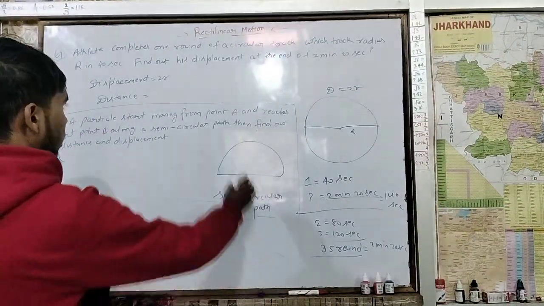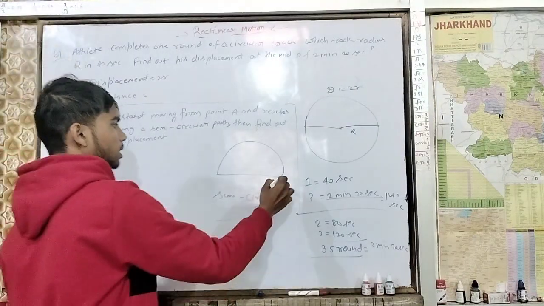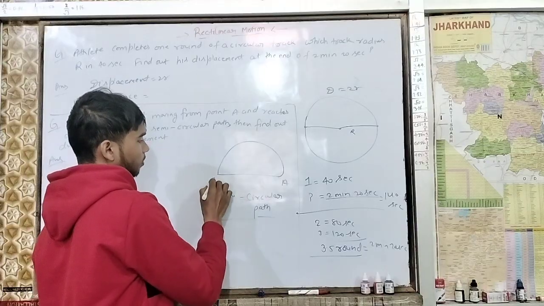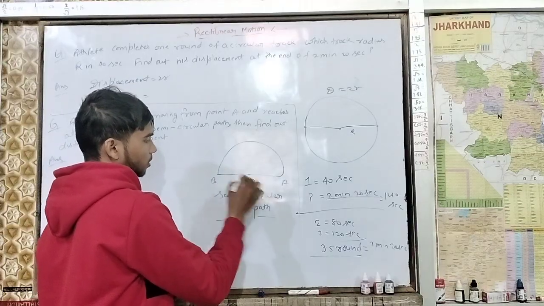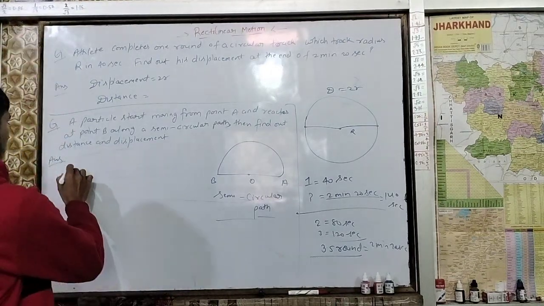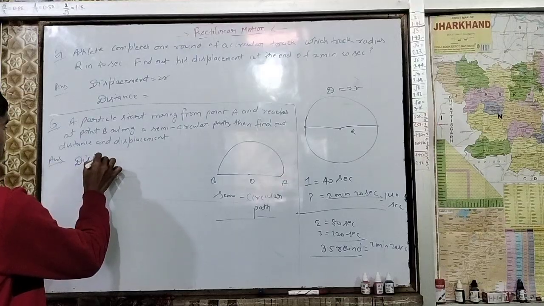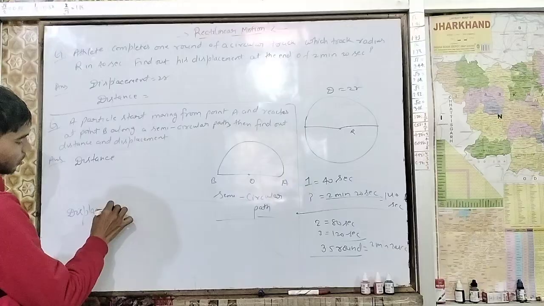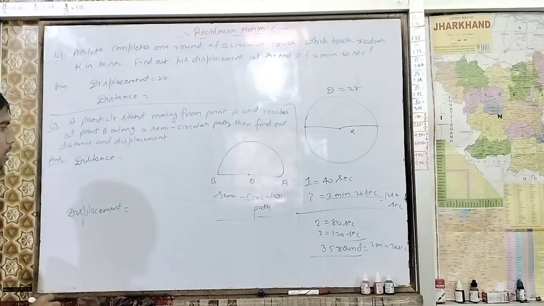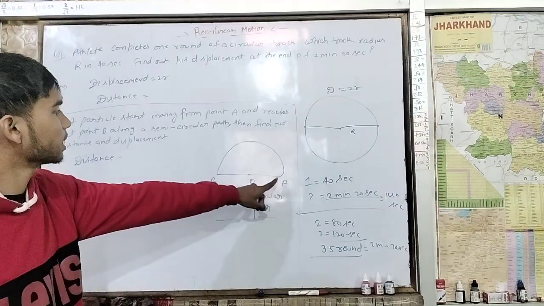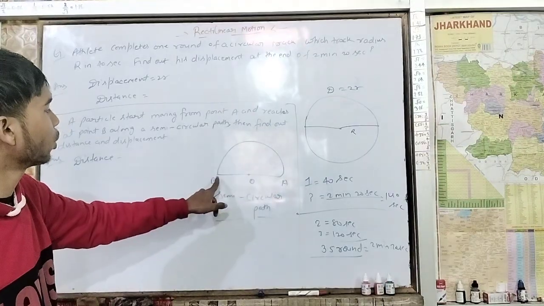So the path till here we are crystal clear, but remember we are going to consider this point as P. This is the center, which is O. So find out the distance and displacement. Both things we have to calculate. Displacement: look over here. The particle started from here and reached over here.